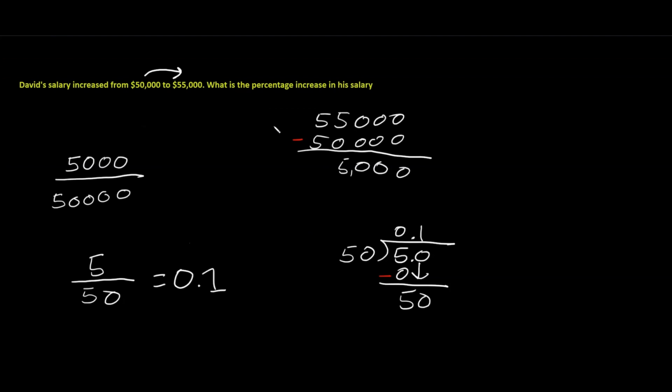And remember, we're asked for the percentage increase. So we're going to multiply this by 100. Multiplying by 100 is going to move the decimal place two places. We can imagine that there's a 0 here, and then we put the decimal there. So the percentage increase is 10%. So David's salary increased 10%. And let me write the percentage here. His salary increased 10%, and we are done.